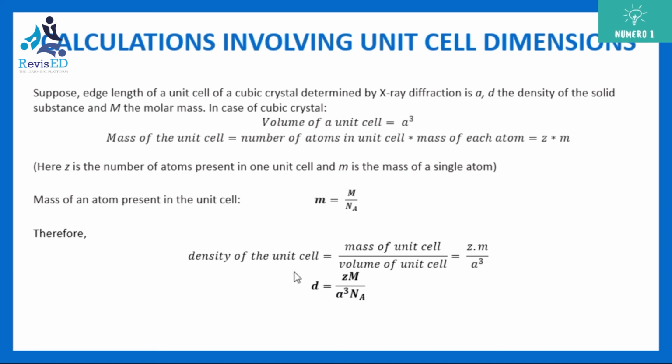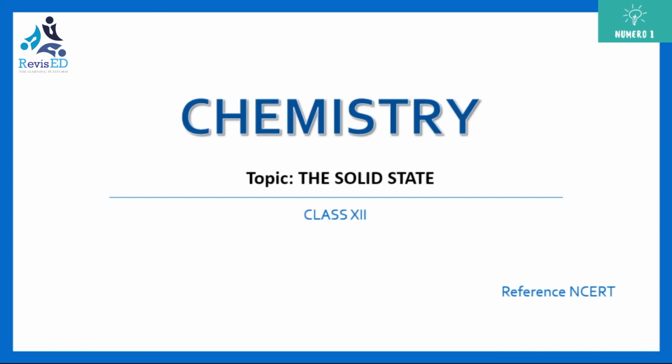Unit cell dimensions referring to this small a here and this Z, because Z determines how many effective number of atoms are present inside. So this formula is also quite important because a lot of numericals are asked based on this formula. That's it for now.